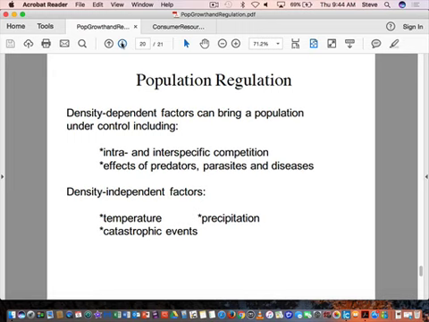Obviously, catastrophic events are random oftentimes, whether they're hurricanes or fires or things like that. Those things often cause populations to go down or to be regulated, but they're really what we call density independent factors. They just happen randomly and they're catastrophic events. So these are what we call density independent factors. So actually, how do we demonstrate density dependent factors?